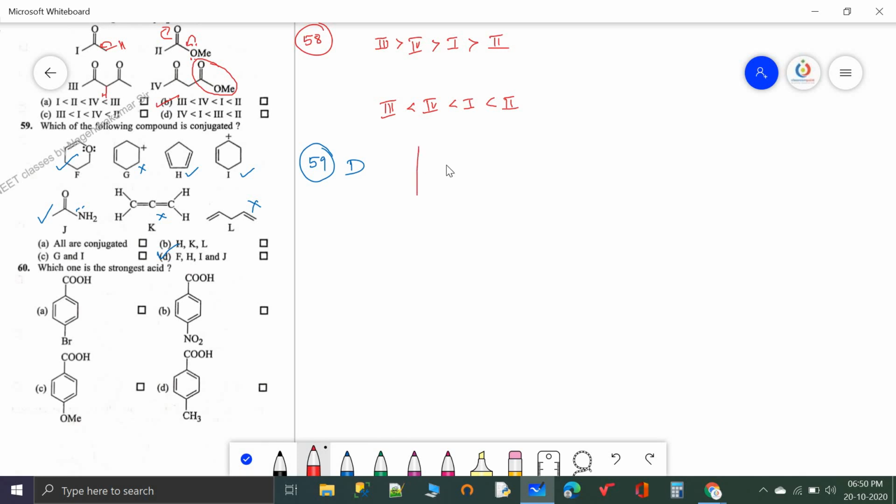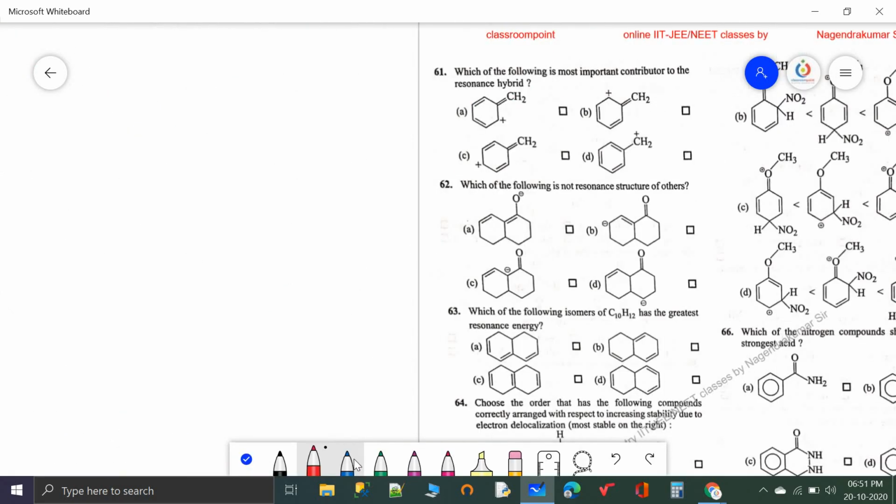Let us see question number 60 now. Which one is the strongest acid? It is a simple thing: here bromine is a minus I group, NO2 is a minus M group, CH3 is a plus H group, OMe is a plus M group and minus I group. Minus M effect is more, so that it is the strongest acid. Option B is correct.